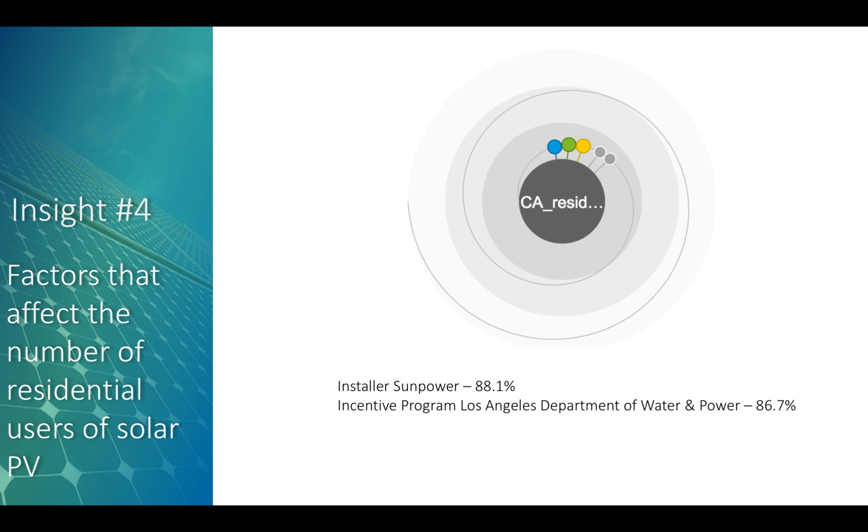The next insight is we looked at the factors that affect the number of residential users of solar PV. We think that except for the incentive programs provided by the local government, there's also an important role from the business side to promote the installation of PV and to promote a cleaner energy environment. In this predictive analytics, we find that one of the biggest solar PV installers, SunPower, is actually a strong predictive factor in terms of the total number of residential solar PV installations in California.